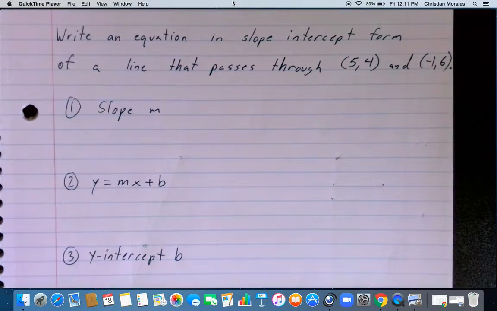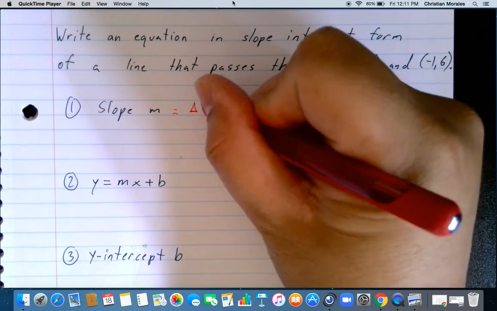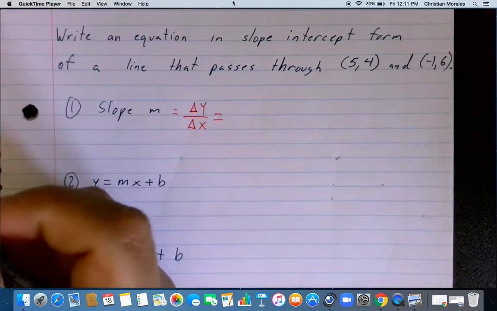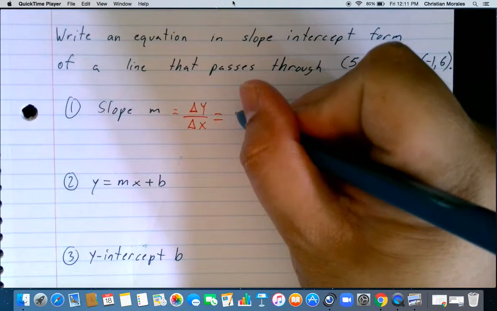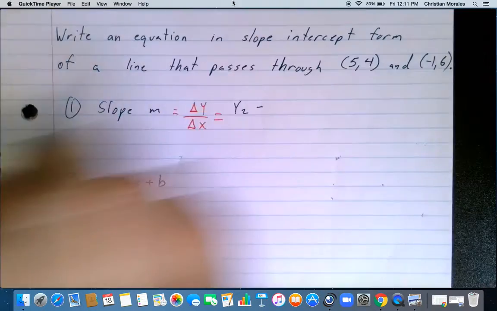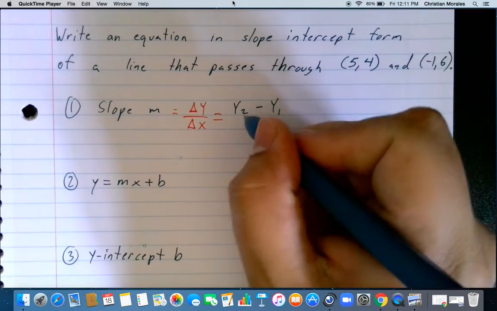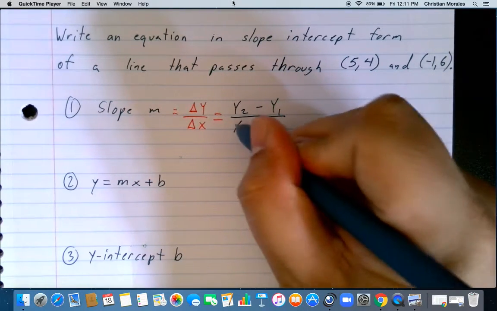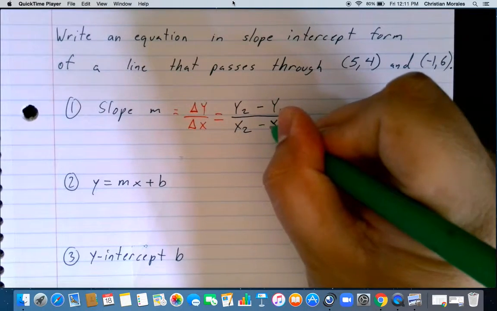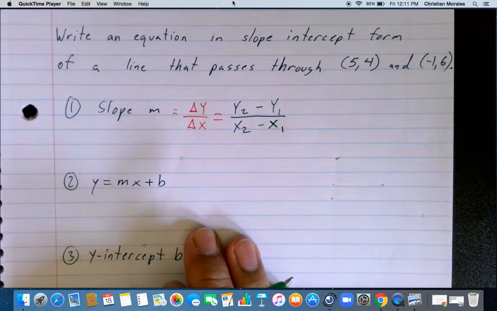So step number 1, the slope formula, ladies and gentlemen, to find the change in y over the change in x. There's a formula that you can use, and it looks like this, okay? y2 minus y1 over x2 minus x1. Okay, this is the formula to find slope.